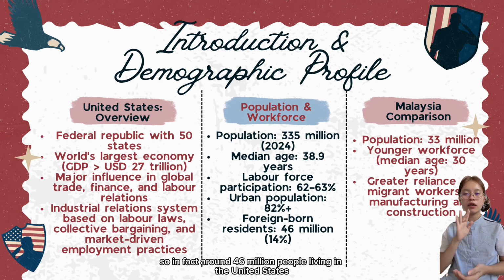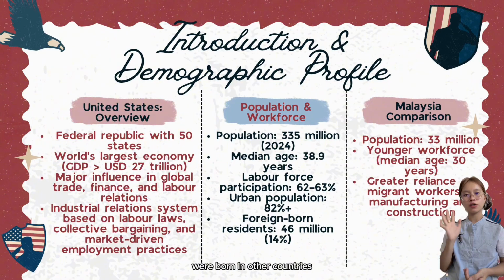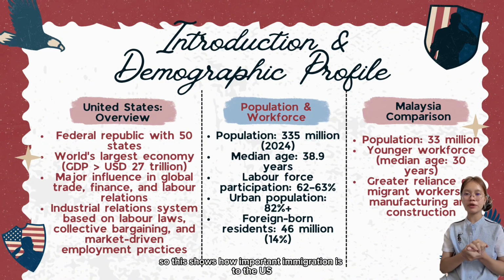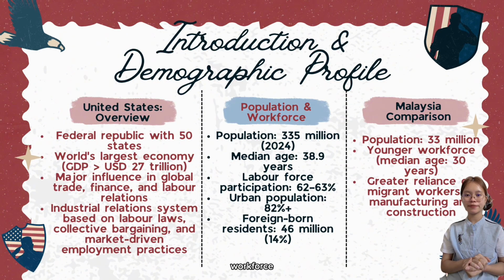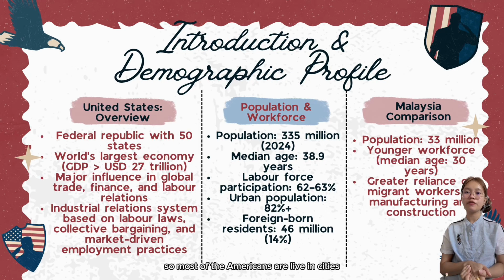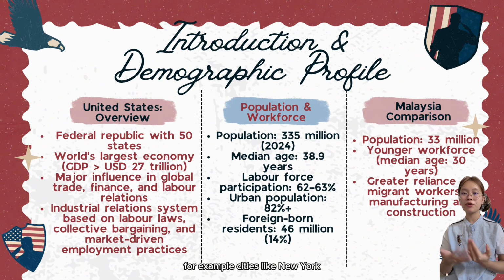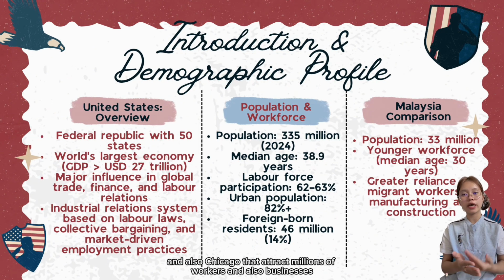So in fact, around 46 million people living in the United States were born in other countries. So this shows how important immigration is to the US workforce. So most of the Americans live in cities. For example, cities like New York, Los Angeles and also Chicago that attract millions of workers and also businesses.